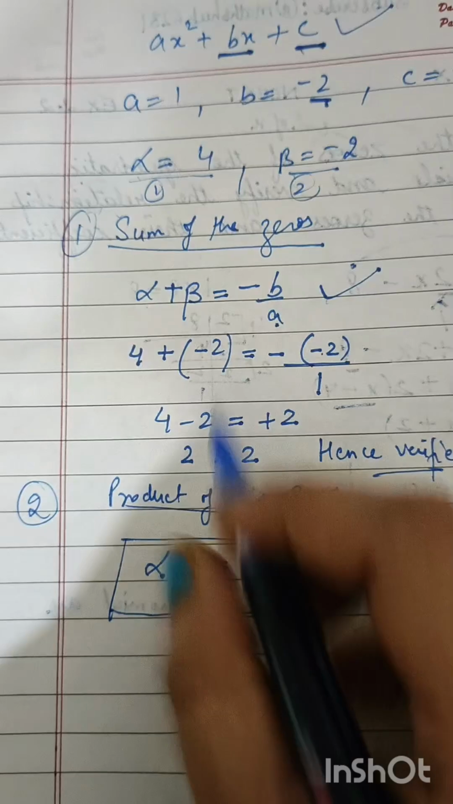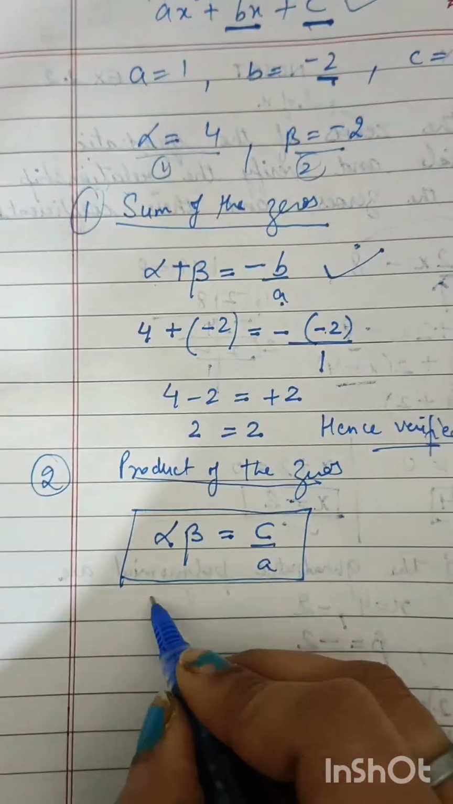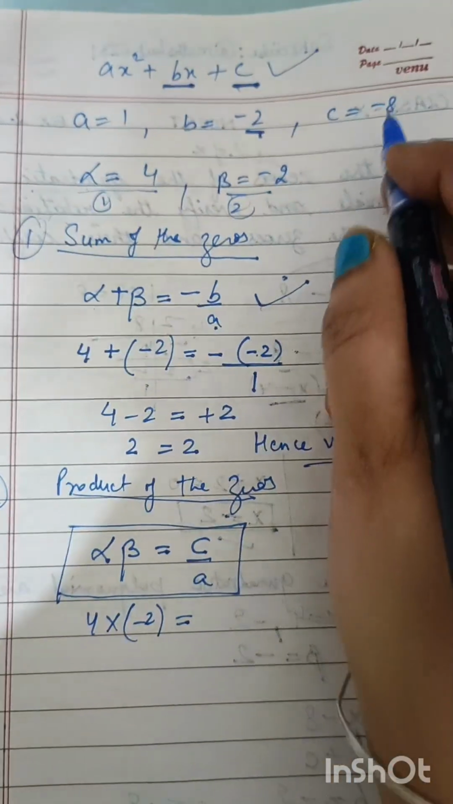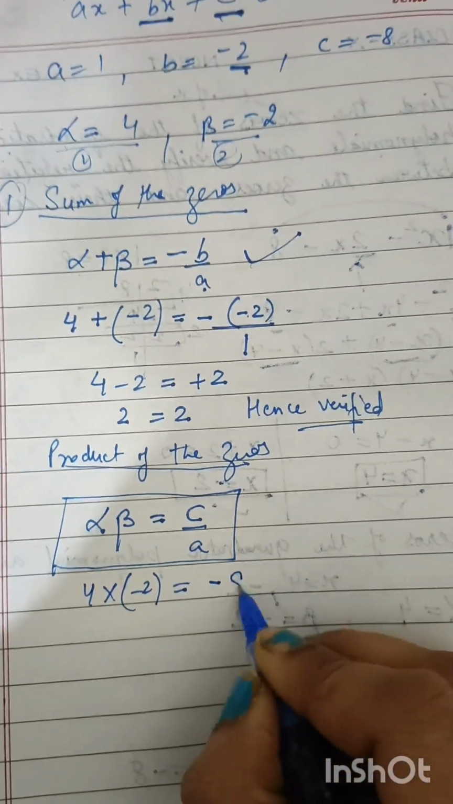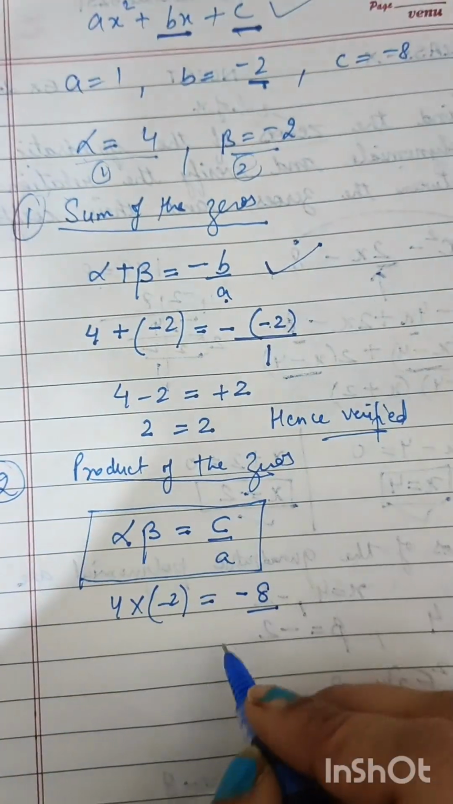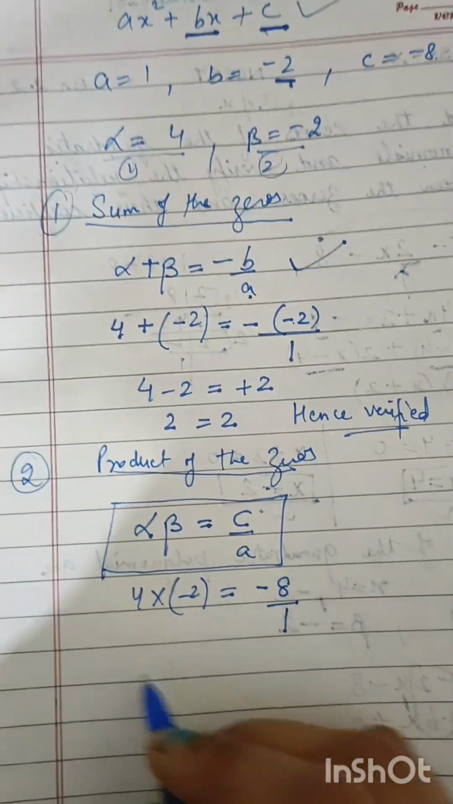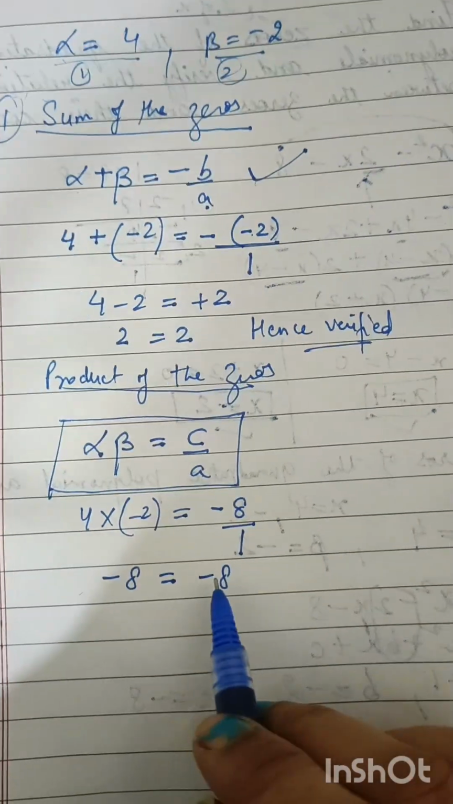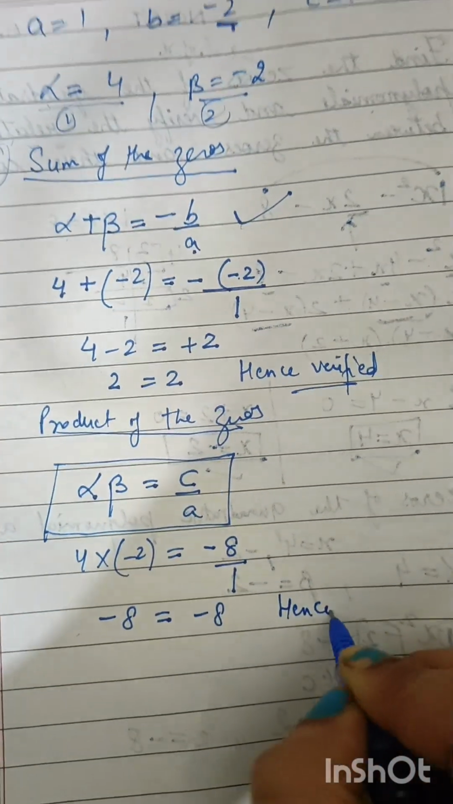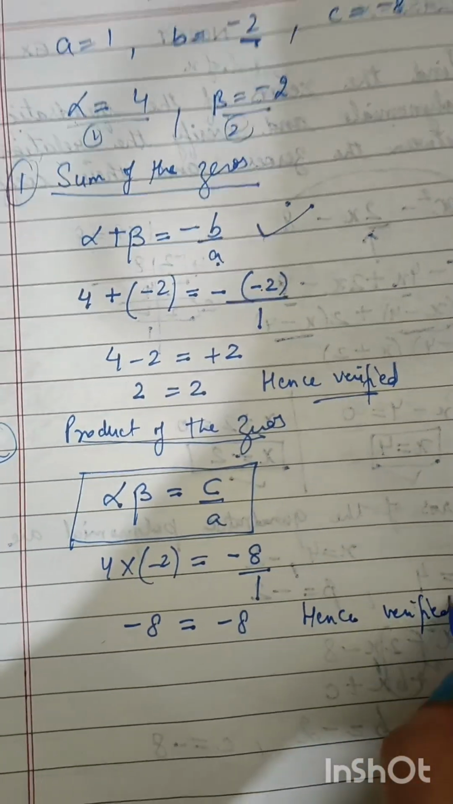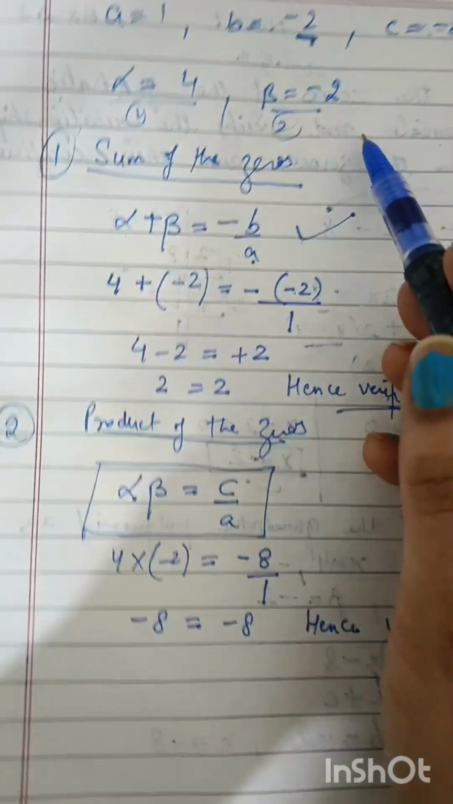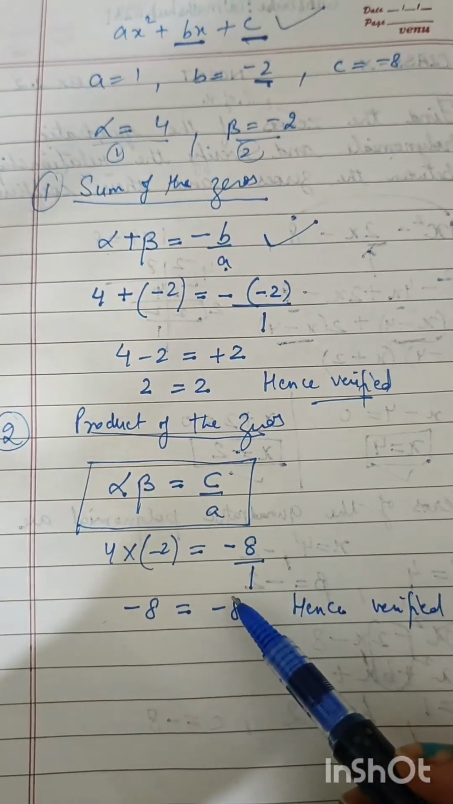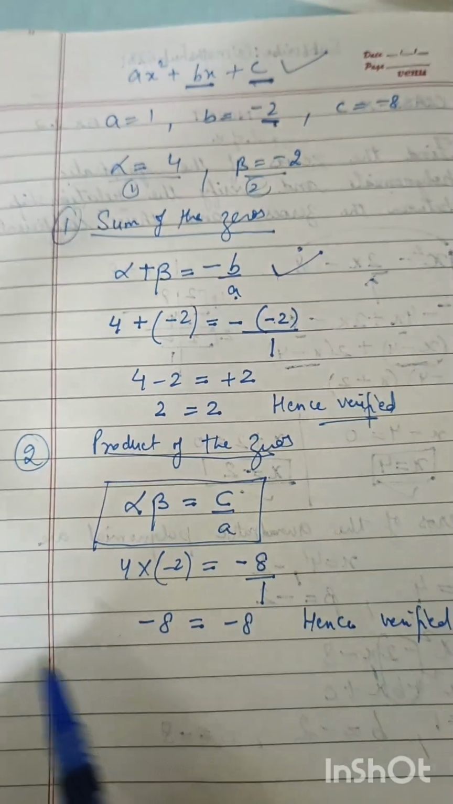So alpha and beta are 4 and minus 2. 4 multiplied by minus 2 is equal to c upon a. What is c? Minus 8. So minus 8 upon a, where a is the coefficient of x square. So 4 into minus 2 is minus 8, which is equal to minus 8. Again both are equal, so it is verified. That means our zeros are absolutely correct and giving me the correct solution, and we have verified in this way. So this was the answer.